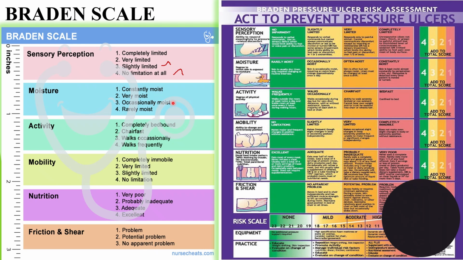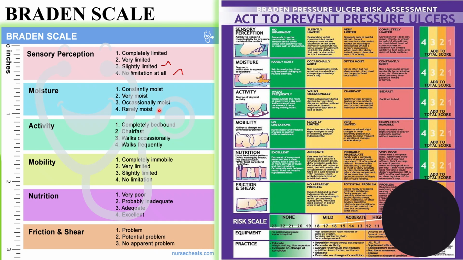When you come to occasionally moist, the skin is occasionally moist, requiring an extra linen change approximately once a day. Rarely moist, the skin is usually dry, and the linen requires changing only at routine intervals. So that we call moisture. Here we have constantly moist, very moist, occasionally moist, rarely moist. Constantly moist, they keep moist skin almost constantly due to incontinence of urine, incontinence of fecal matter, like that.